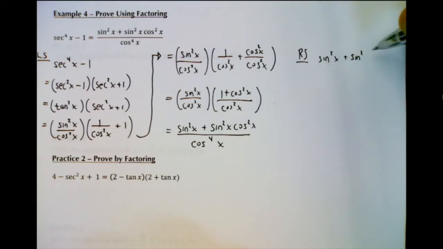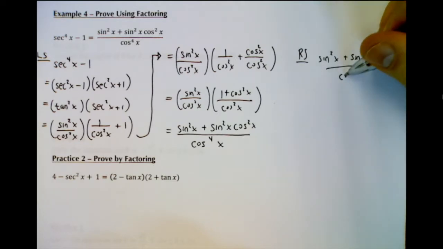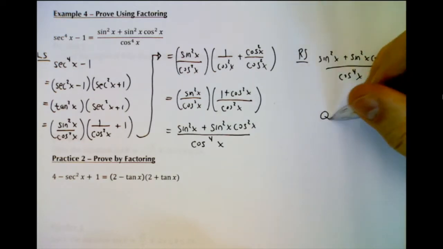I'm just going to write out this right side here. QED.